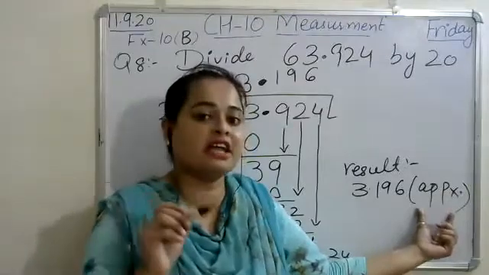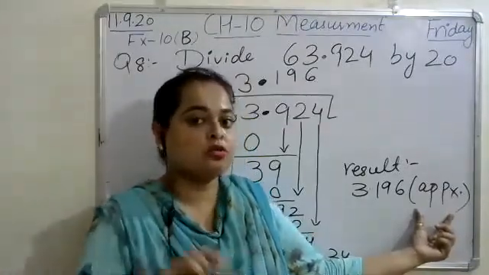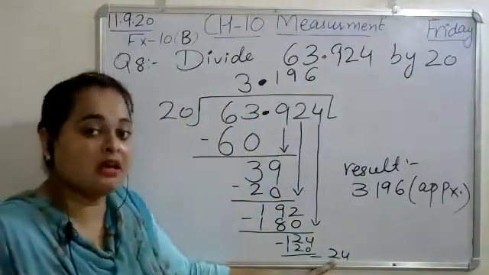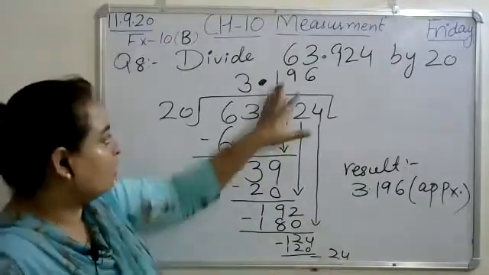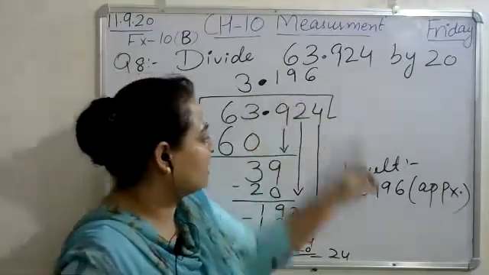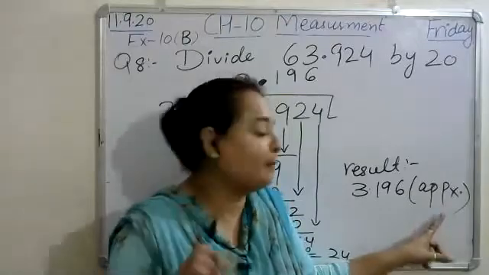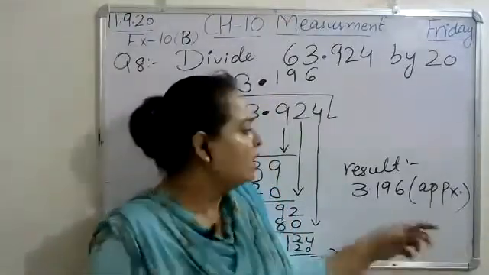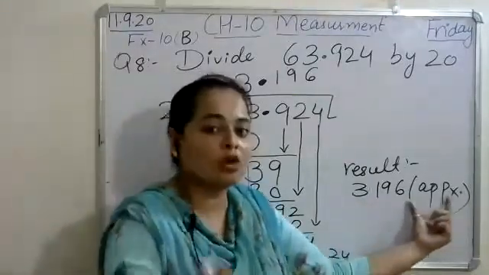Approximate is the indication that remainder is not 0. So I am repeating, if the remainder is not 0, then no need to worry. Write down the quotient here, 3.196, and under the bracket write down approximate. Approximate means remainder हमारा 0 नहीं आया but हमारा आंसर इसके आसपास ही आएगा. So this is the meaning of approximate.